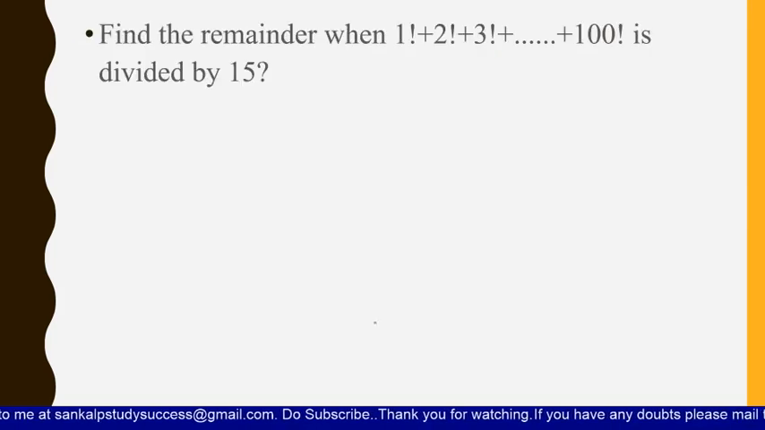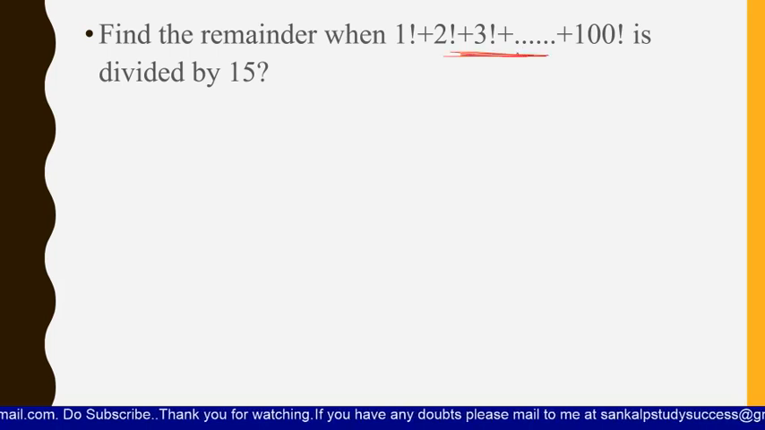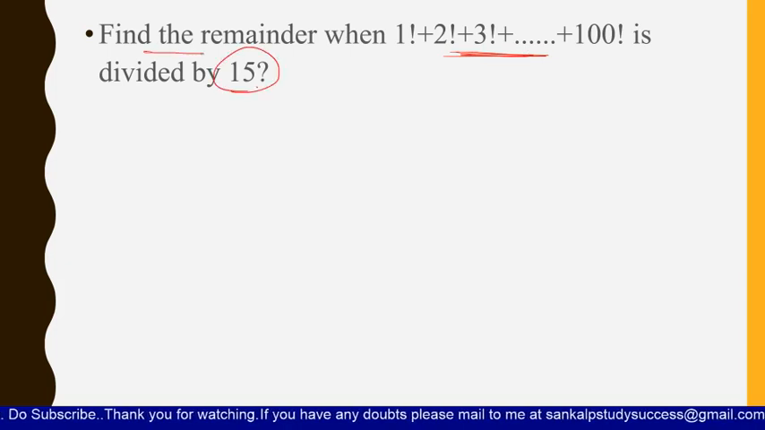So now let us discuss the first problem based upon these theorems or these properties only. Okay. So we are given 1 factorial plus 2 factorial plus 3 factorial and so on up to 100 factorial. So when this sum is divided by 15, what will be the remainder?